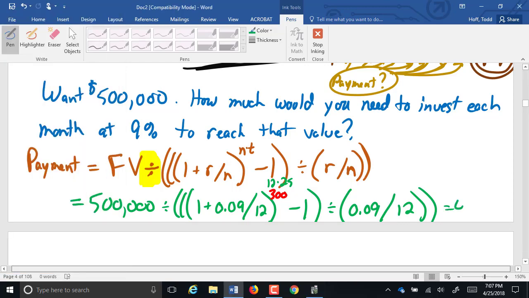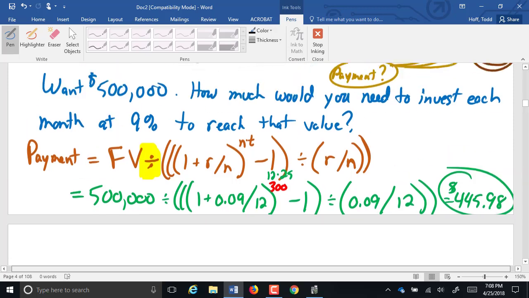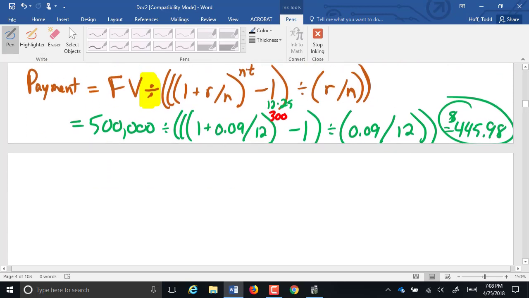$445.98 per month. So you have to put away almost $500 a month. That's a lot of money, everyone. That's almost $6,000 a year. That's a lot of money to be putting away. Are you? You get 9%? Good deal.